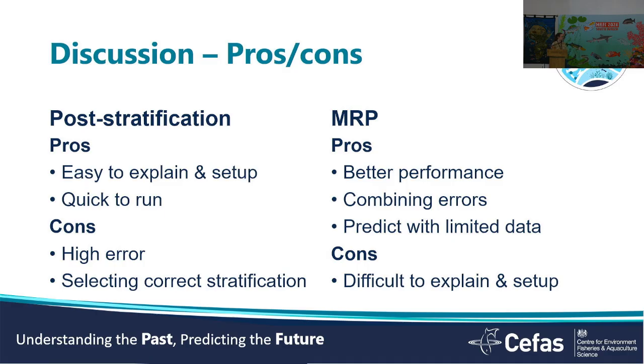So yeah, overall, the post-stratification is much easier to explain and to set up, and it's much faster to run. But it generates quite high errors, and you have to be able to select the correct stratification before running the model. Whereas the MRP is much harder to explain and set up, and takes much longer to run the models. I think it takes about 5 days. But it does generate a better performance, and it's better able to combine the errors and better at predicting with a limited amount of data as well.